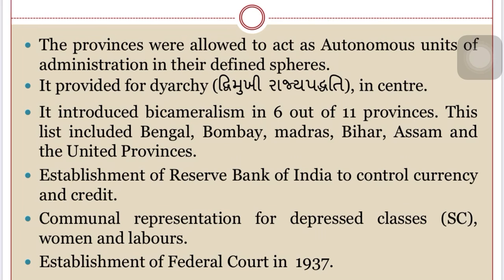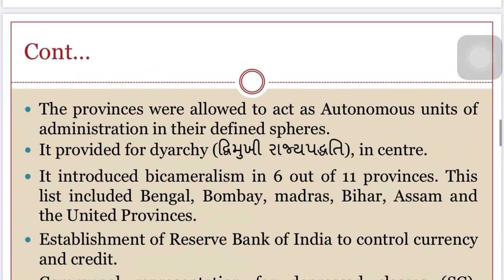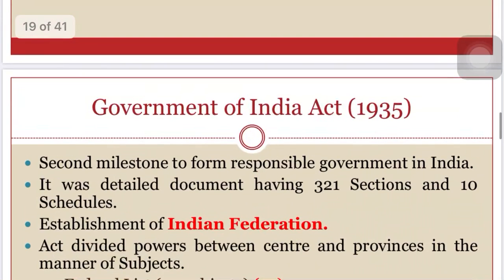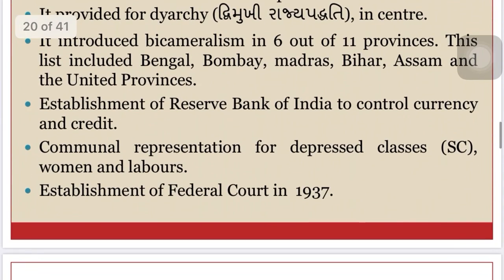This list included Bengal, Bombay, Madras, Bihar, Assam, and United Provinces. Okay, so these are the main ones. Establishment of the Reserve Bank of India first, which is in 1935. Remember that. So Reserve Bank of India, because currency now started.